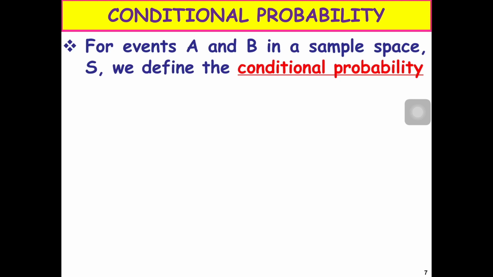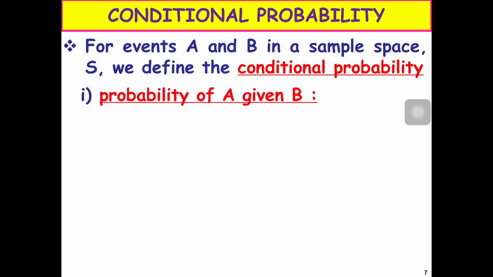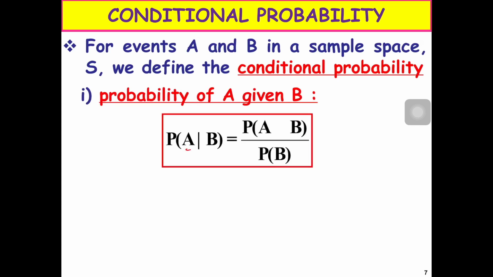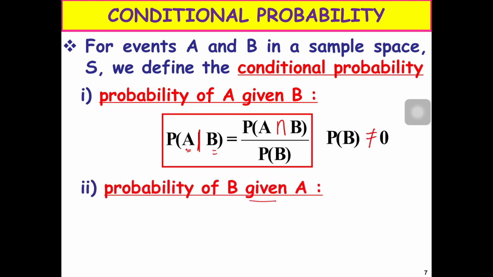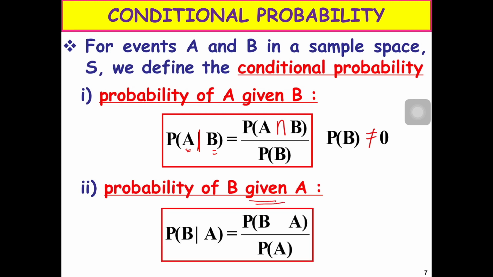Conditional probability for events A and B in a sample space: we define the conditional probability of A given B, P(A|B), as equal to P(A ∩ B) over P(B), with the condition that P(B) cannot be equal to 0. That is, the denominator cannot be equal to 0. And if you have the probability of B given A, the formula will be P(B|A) equals P(B ∩ A) over P(A), with again the condition that P(A) cannot be equal to 0.